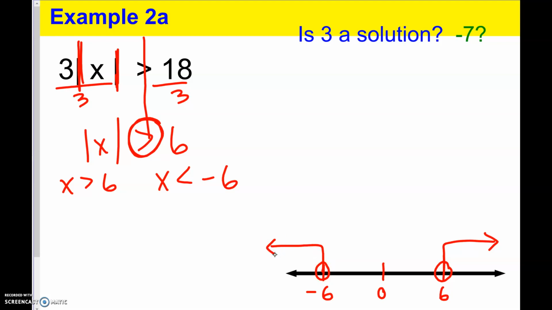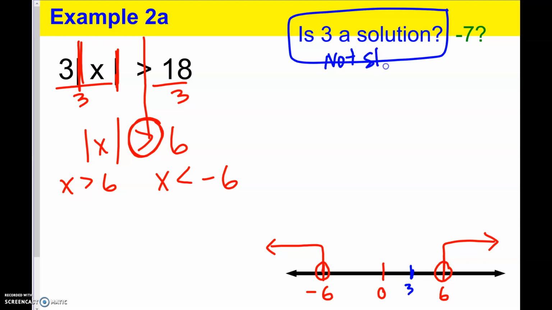All right, let's go up and answer these two questions now. So the first question here in blue is, is 3 a solution? So when I put the number here, 3, is that part shaded? Is the 3 shaded? Not shaded, so not a solution.